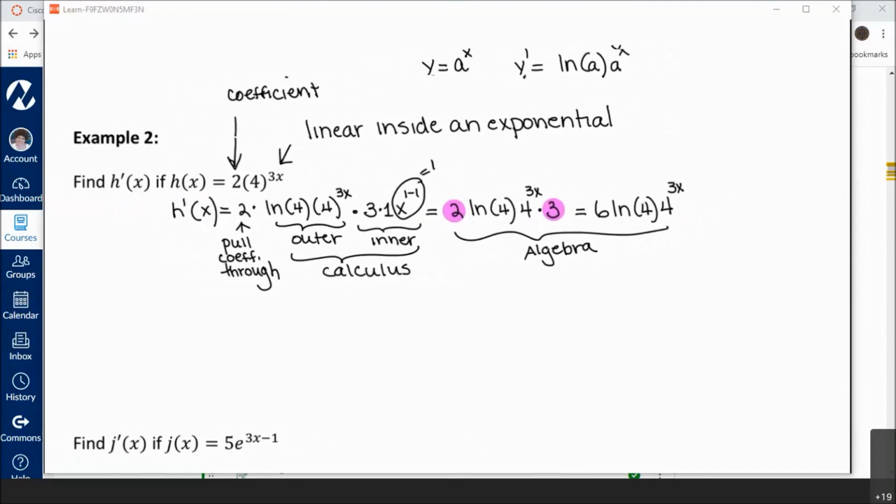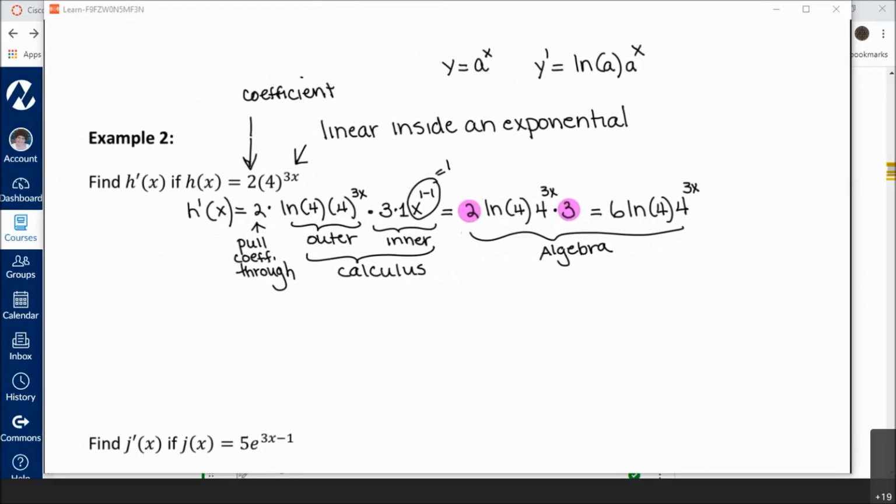All right? I have a question. Sure. I see how you got the outer, but how did you get the inner? I'm sorry. Oh, no worries. The inner is the exponent 3x.